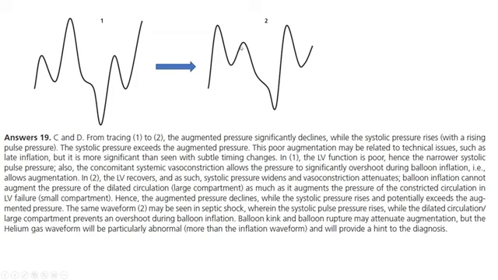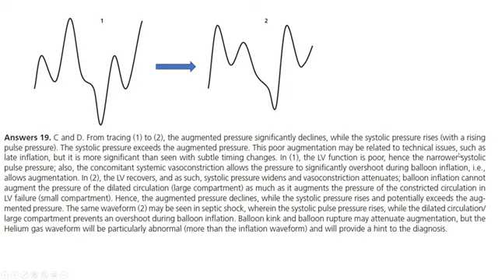Okay, the augmented pressure should always be your most dominant pressure, higher than the assisted systolic and diastolic pressure, and higher than the unassisted systolic pressure if you're doing 1 to 2 mode. So here the augmented pressure significantly declines while the systolic pressure rises with a rising pulse pressure. In this case, even the assisted systolic pressure exceeds the augmented pressure.